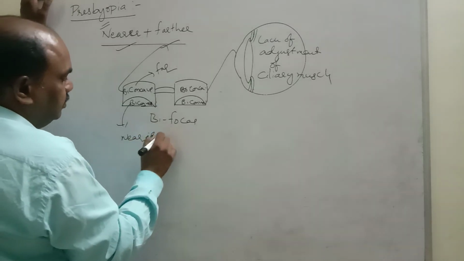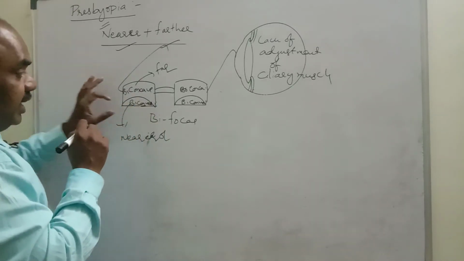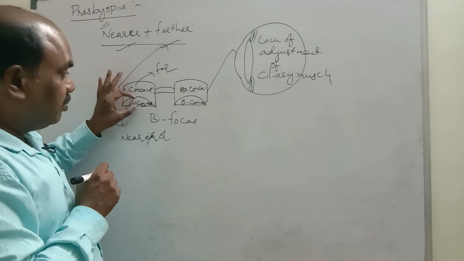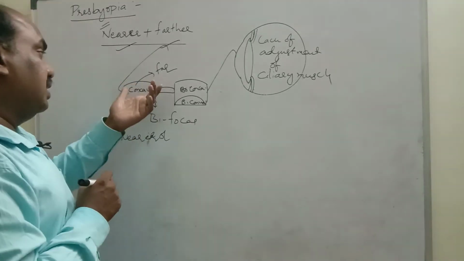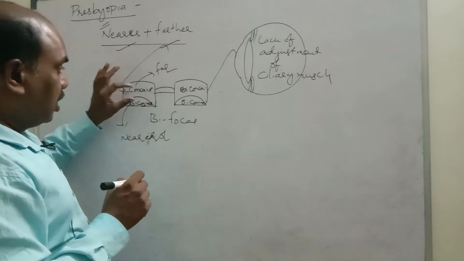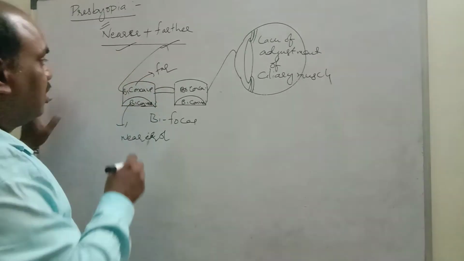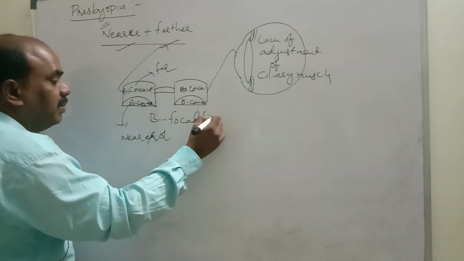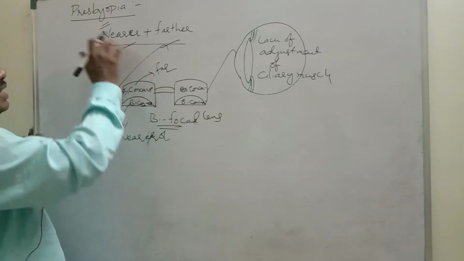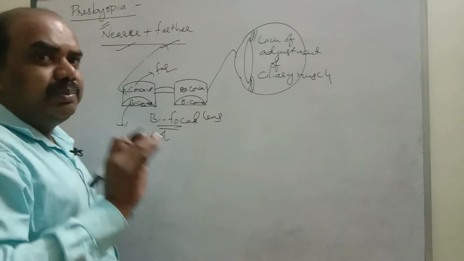Nearer objects. That means to read a newspaper, textbook, or comics, we use a biconvex lens, the reading glasses. To see a TV scroll or long distance, we use a biconcave lens. The combination of biconvex and biconcave is called nothing but a bifocal lens. By using a bifocal lens, we can correct presbyopia.